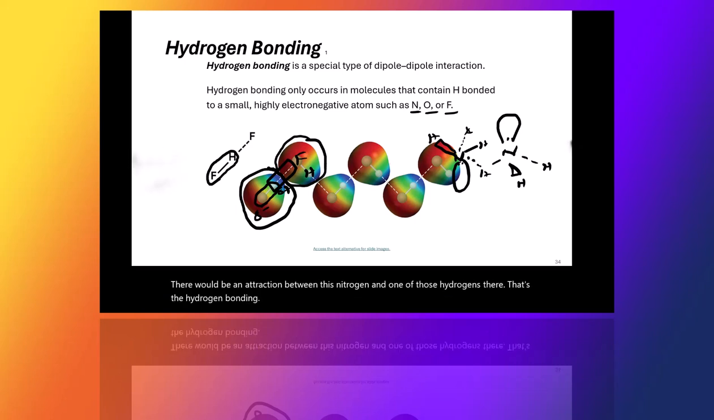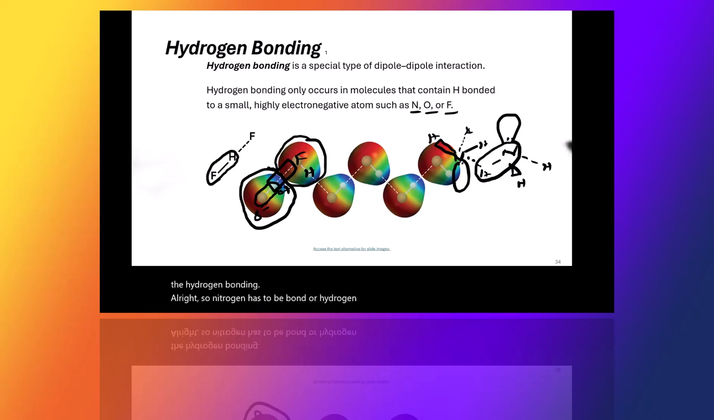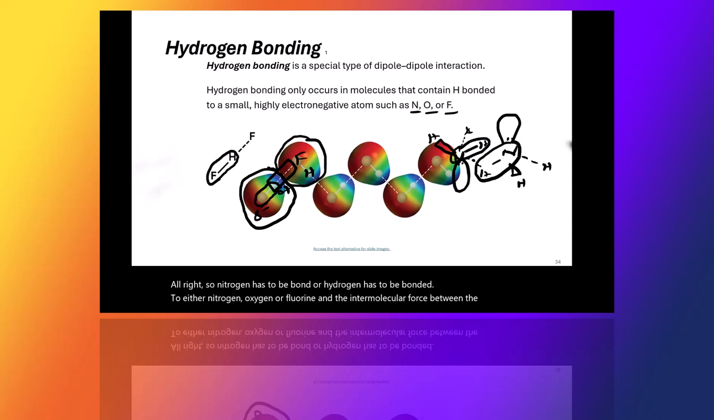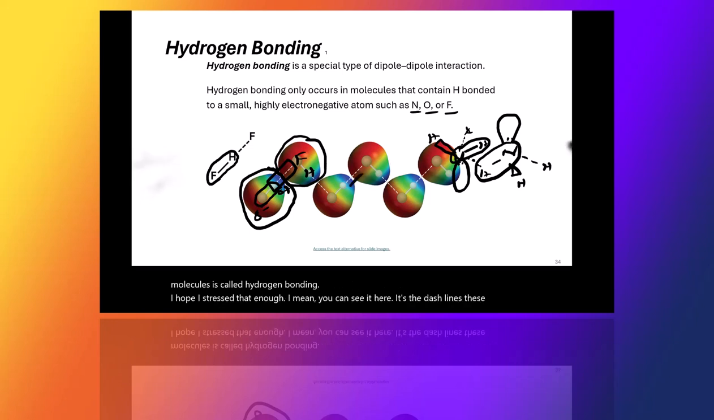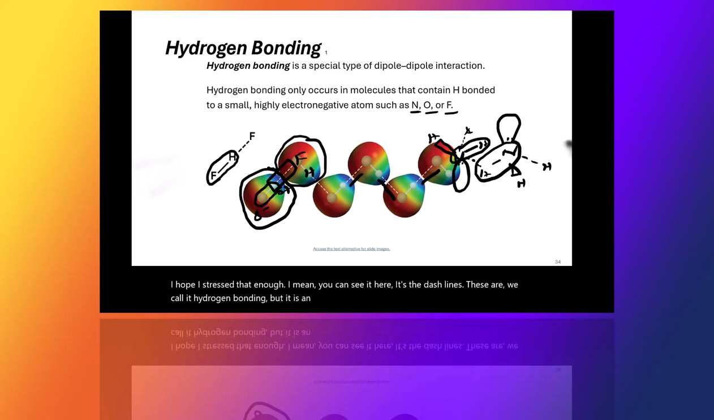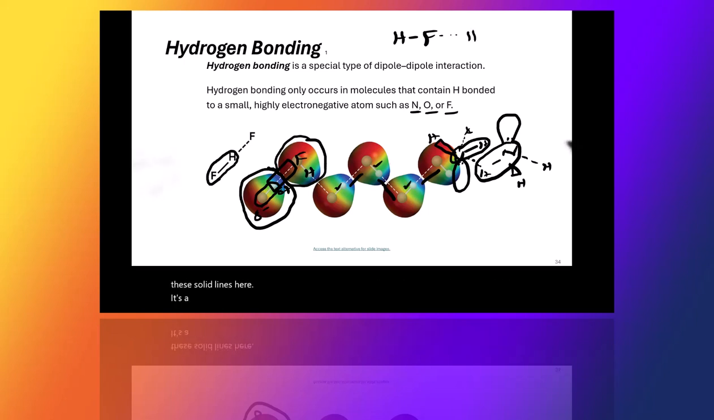So hydrogen has to be bonded to either nitrogen, oxygen, or fluorine, and the intermolecular force between the two molecules is called hydrogen bonding. I hope I stressed that enough. You can see it here. It's the dashed lines. We call it hydrogen bonding, but it is an intermolecular force between the molecules. It's not like a true bond. It's not where we have hydrogen bonded to fluorine, which is represented by these solid lines here. It's a dashed line to another hydrogen fluoride. That's the intermolecular force called hydrogen bonding.